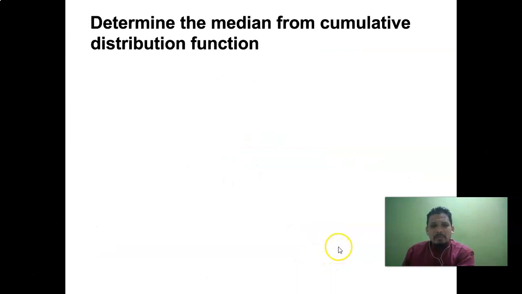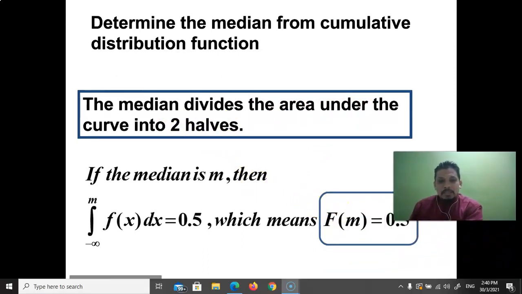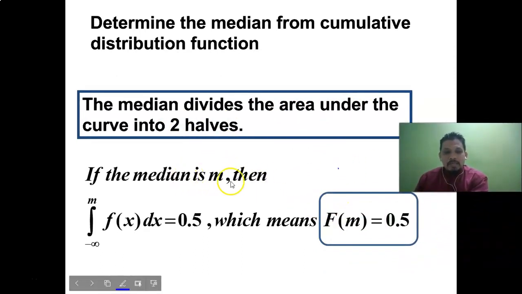Determine the median from the cumulative distribution function. The median divides the area under the curve into two halves. So if the median is n, then the integral from negative infinity to n of f(x) dx equals 0.5, which means that the cumulative function until x equal to n equals 0.5.